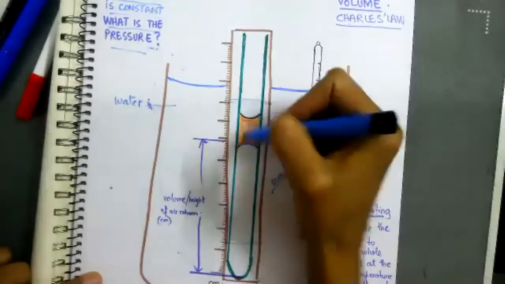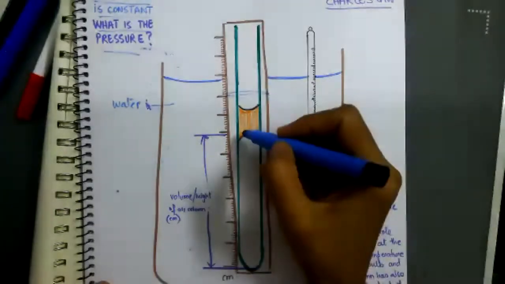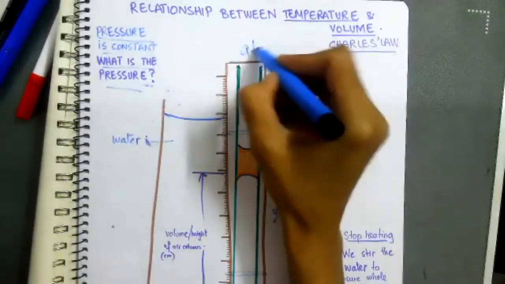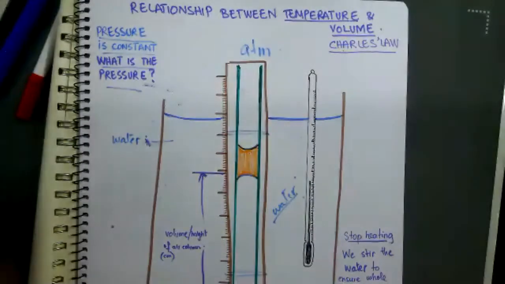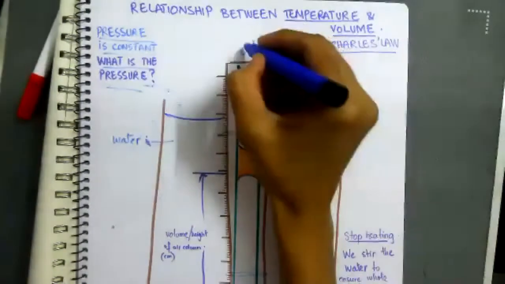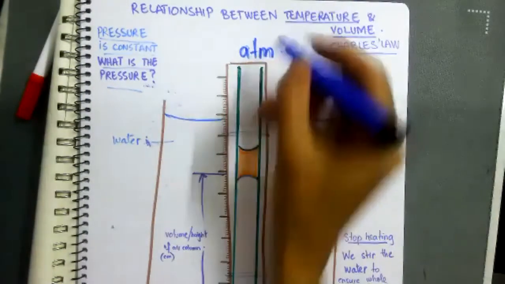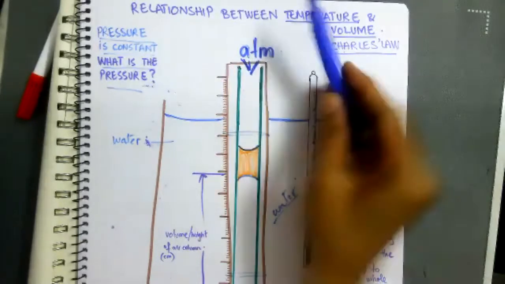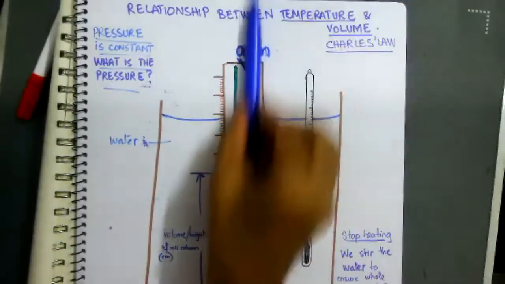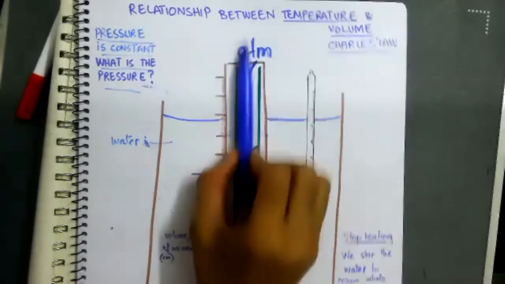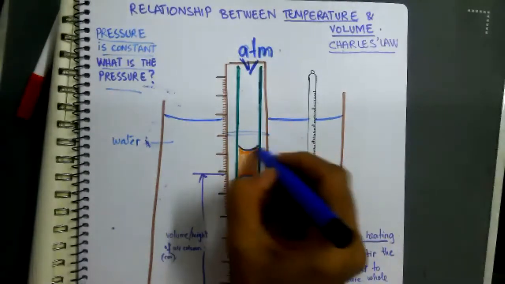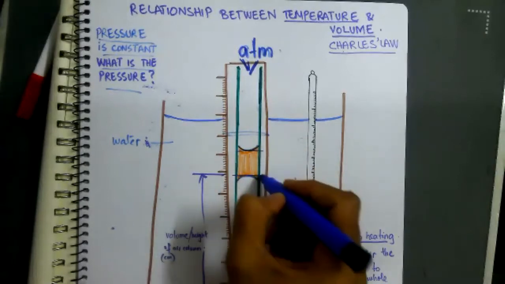See, the pressure acting on this column of air is atmospheric pressure. We have atmosphere because this capillary tube is open to the outside, so atmosphere is in contact. So atmospheric pressure will act upon it, plus the pressure due to the height of the sulfuric acid.